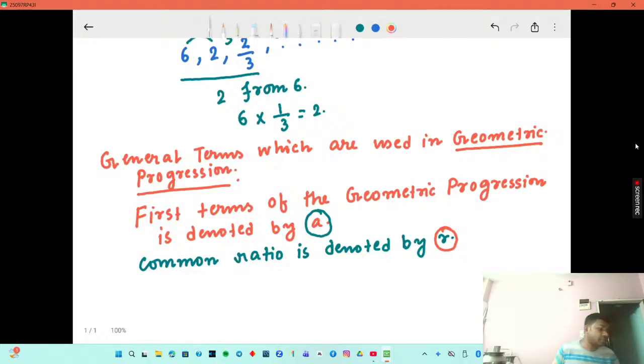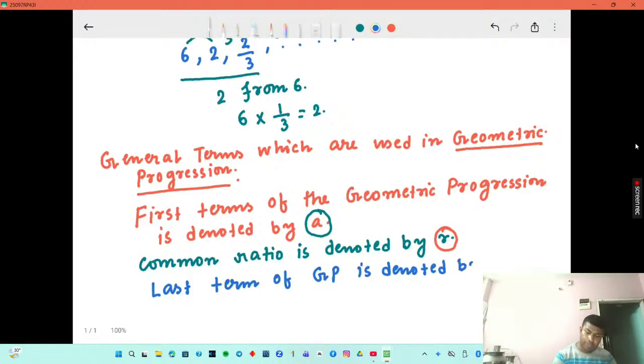So now the last term of a geometric progression, that is GP, is denoted by small l. Is it clear to you? Please give me a thumbs up in the chat box if it is clear. The first term is denoted by a, the common ratio by r, and the last term by l. Please give me a thumbs up if these three things are clear.